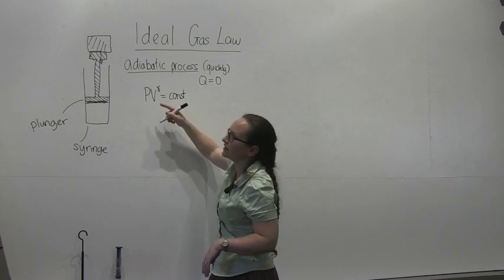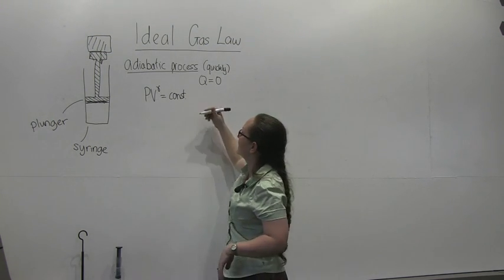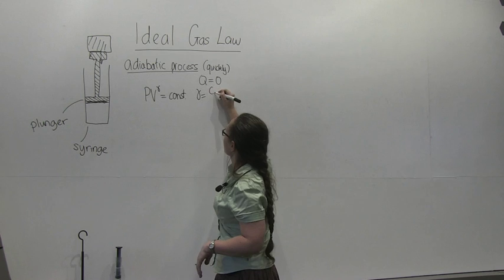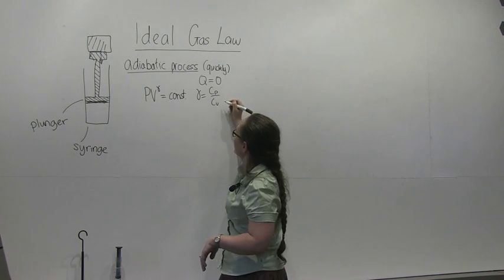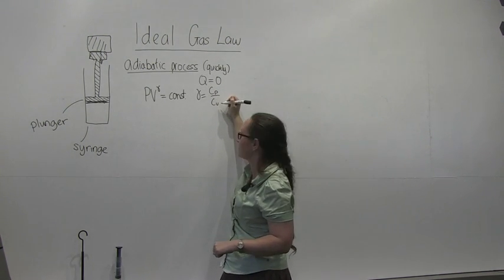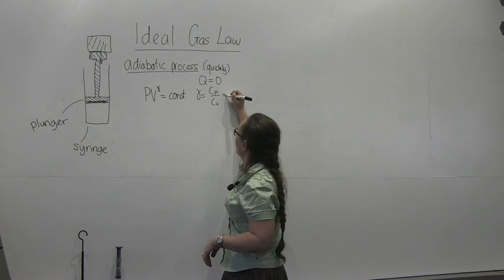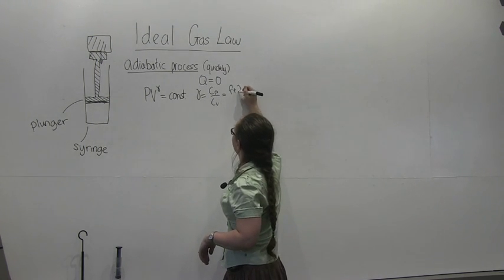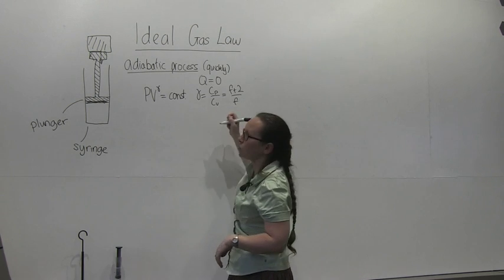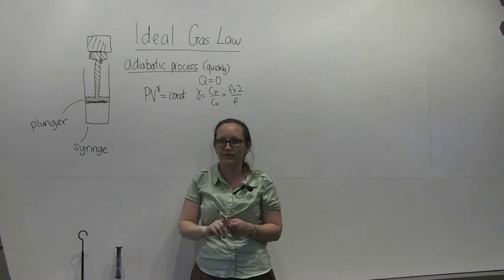So you would have seen this in lectures, where gamma is equal to Cp on Cv, the specific heat at constant pressure over the specific heat at constant volume, and that is equal to F plus 2 on F, where F is the number of degrees of freedom.